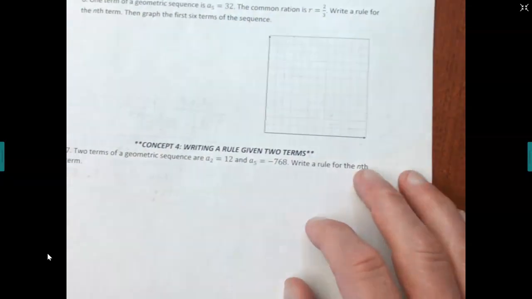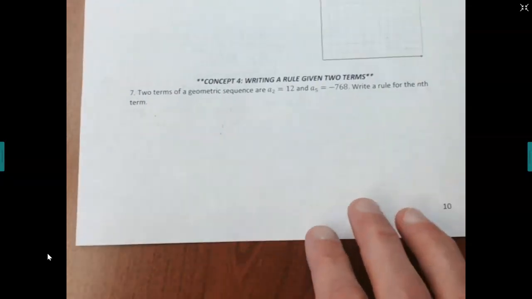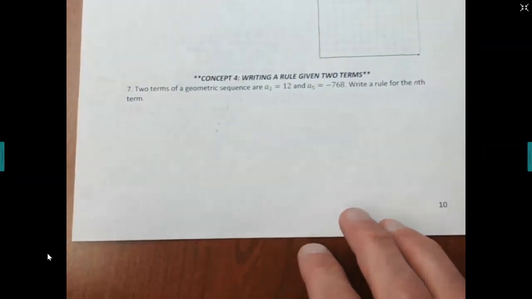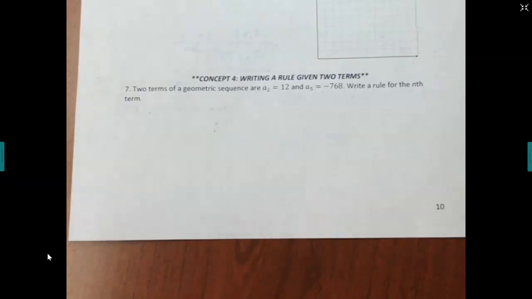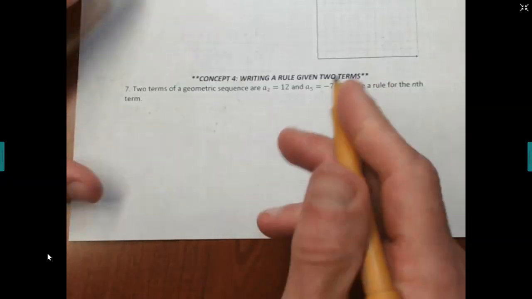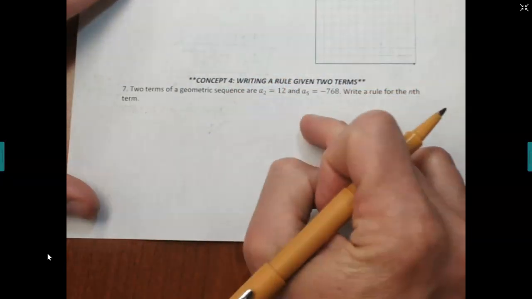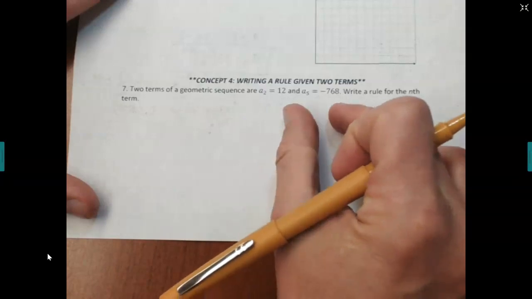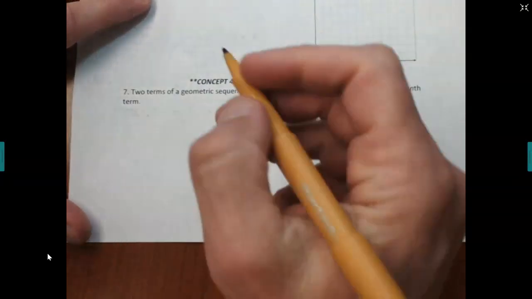Number 7. We have 2 terms. We have a sub 2 is 12. A sub 5 is negative 768. We're going to write a rule for the nth term. Well, we don't know the first term or the common ratio. So what I'm going to do is basically a substitution of systems of equations with this.